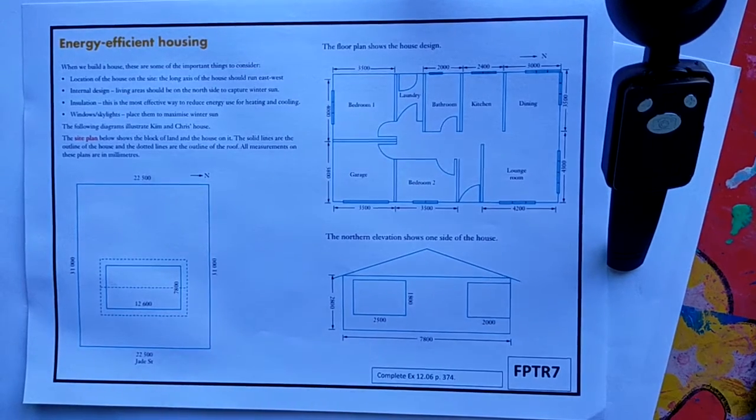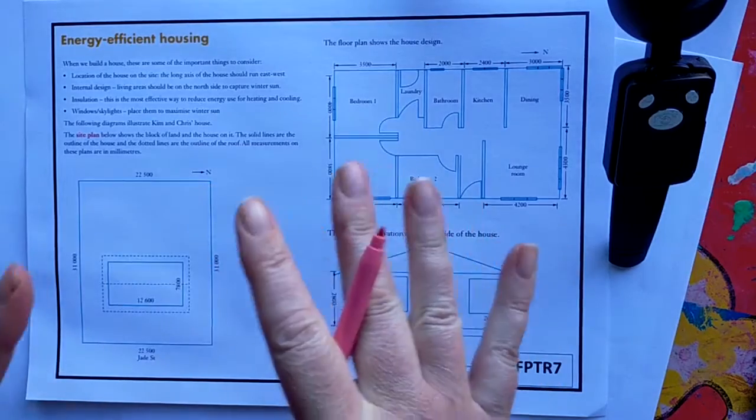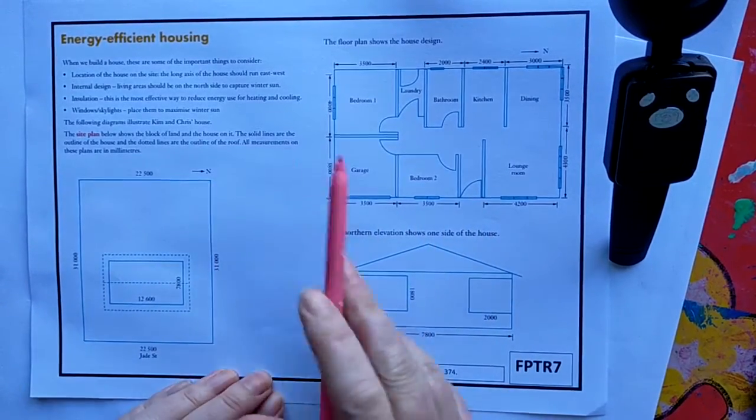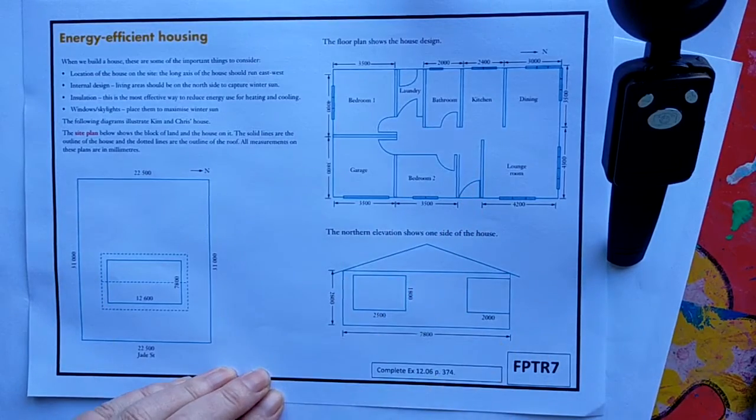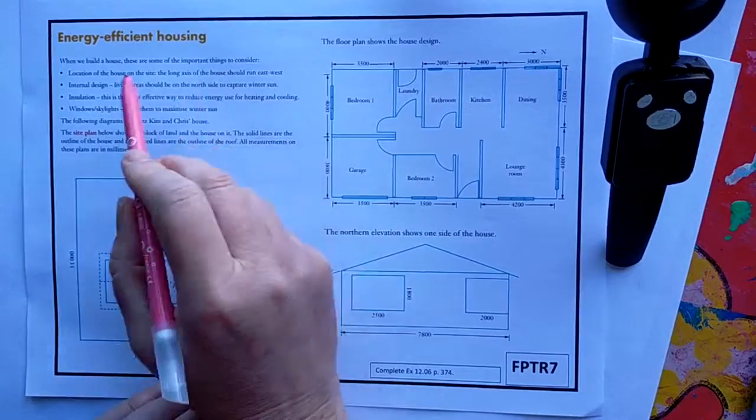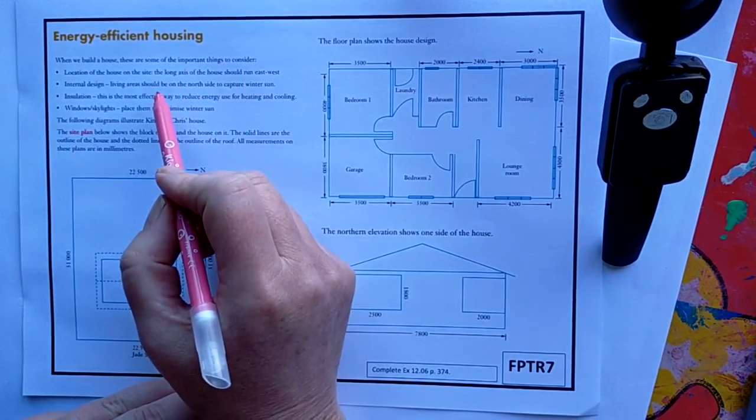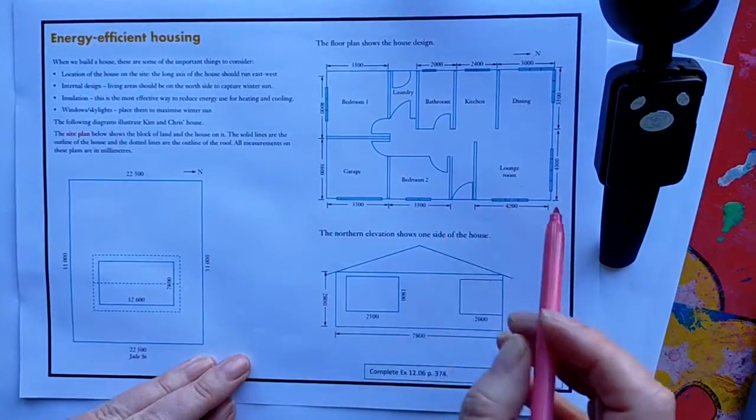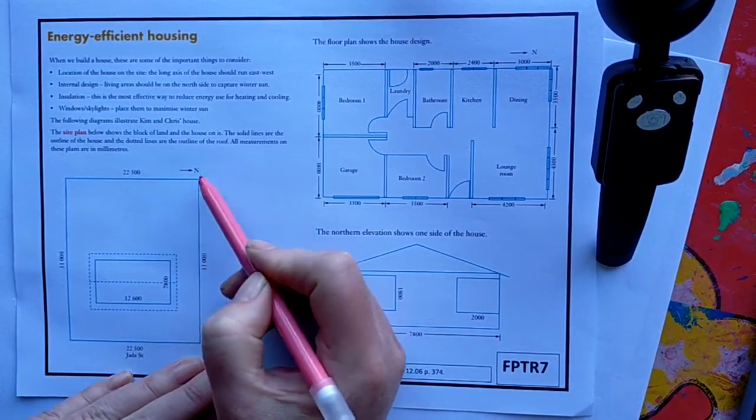Today we're looking at energy efficient housing. There's not too much to do on our reference sheet today, except talk about it, but you're going to use these plans to answer some of the questions in the exercise that I've set for you to do. We spoke about this a little bit at the beginning of one of the last lessons. When you're looking at your plans, look particularly at where it tells you where north is.